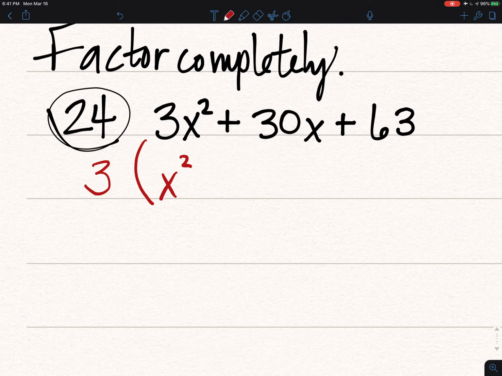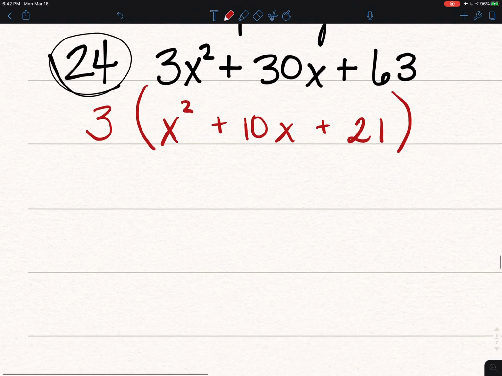Remember, this is last week's lesson. If you take a positive 30x and you divide out a 3, you're going to have a positive 10x remaining. And lastly, if you have a positive 63 and you divide out a 3, that's going to be a positive 21. Now, I factored out the GCF just like I did last week, but I believe that there's some more factoring that we can possibly do here.